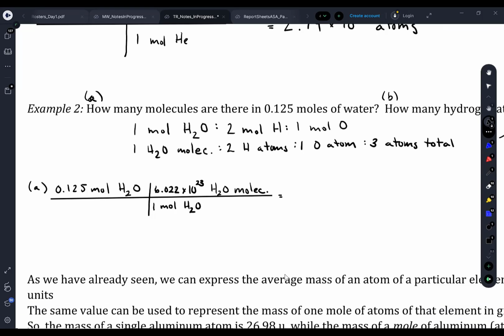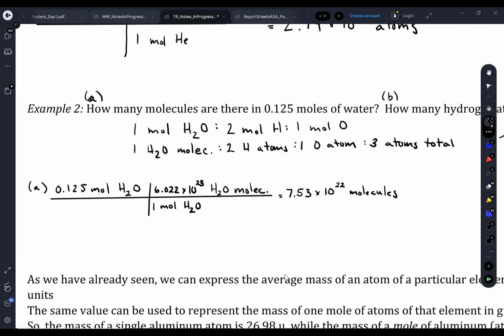All right, so 0.125 times the Avogadro number is 7.53 times 10 to the 22 H2O molecules. That's not a problem, right? And significant digits here, we would have 3, good.